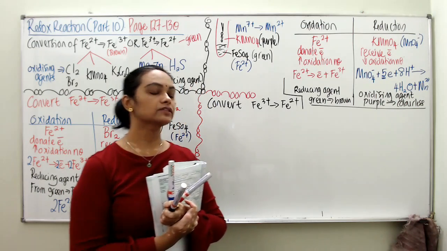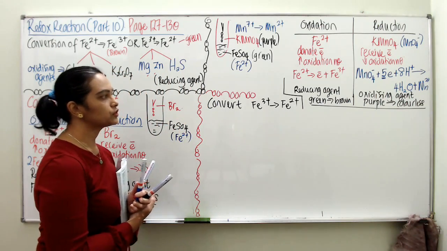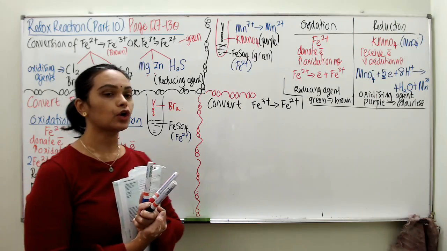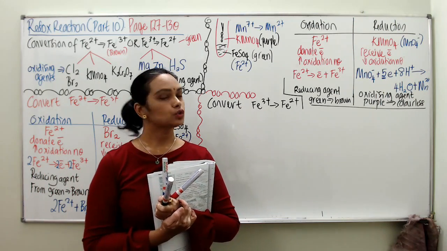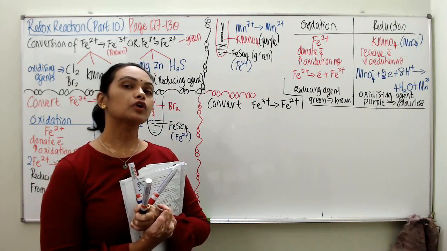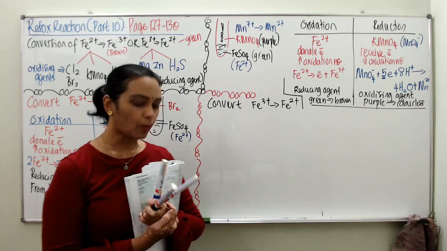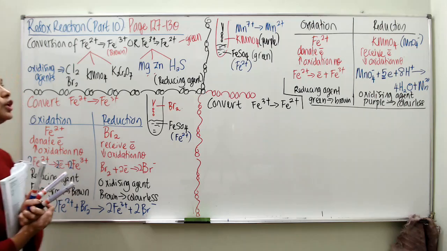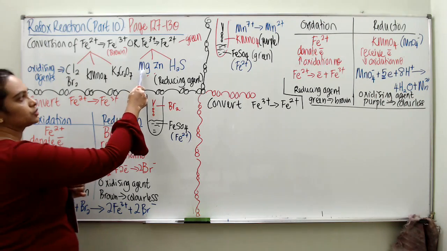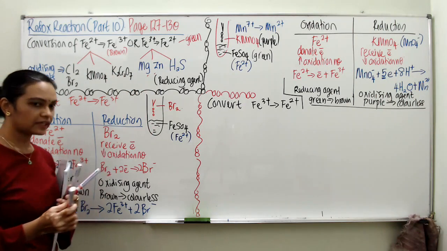Alright, okay class, let's continue with the conversion of iron 3 ion to iron 2 ion. This is relatively easy because, although hydrogen sulfide is not very popular, the popular substances usually used are metals, which are magnesium and zinc metal.